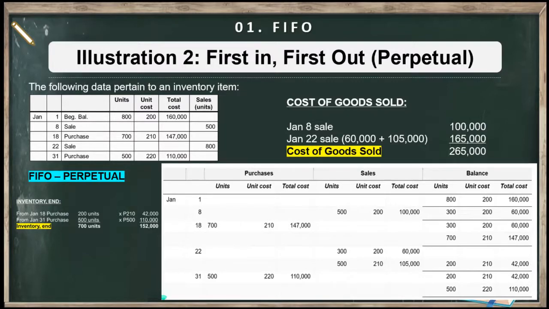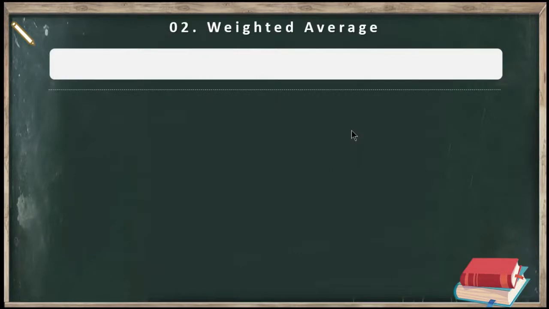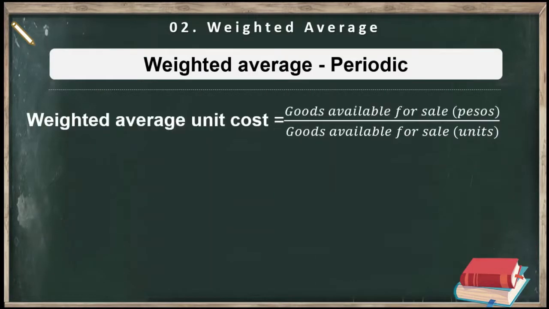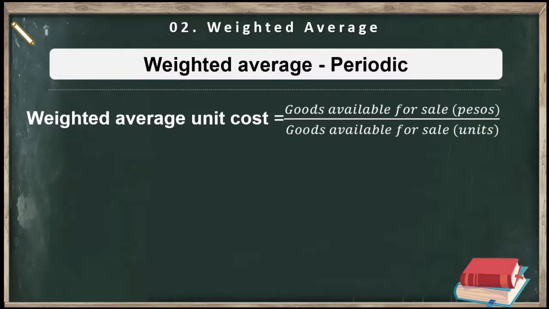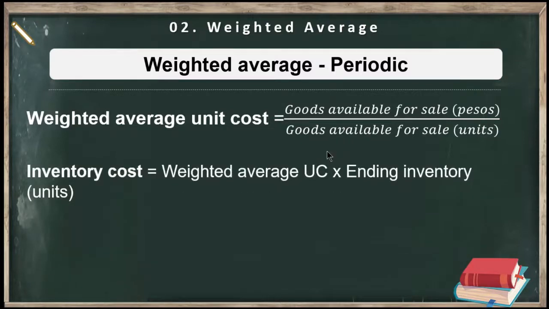Now we will proceed to the weighted average. So for the weighted average periodic, the basic computation ani would be to determine the weighted average unit cost. And to get the weighted average unit cost, that's goods available for sale in pesos, and you're going to divide that with the goods available for sale in units. So you will get the weighted average unit cost, which will be multiplied by the ending inventory in units to determine the inventory end, or the inventory cost.